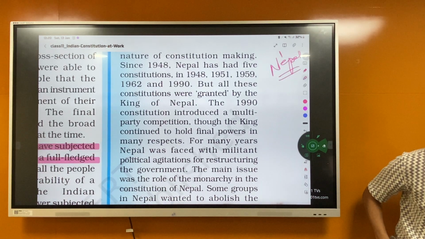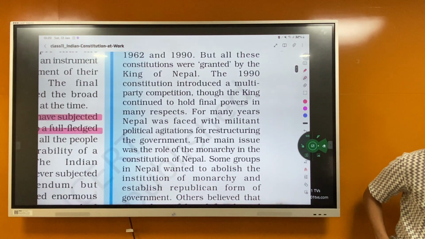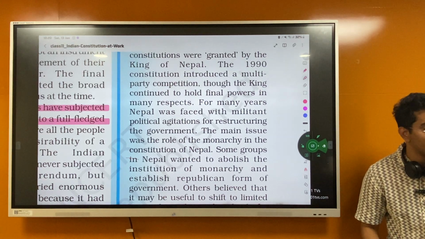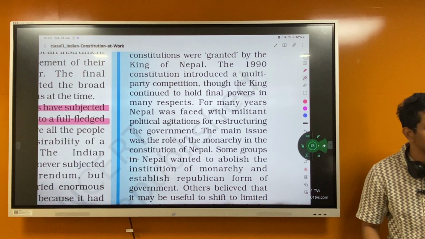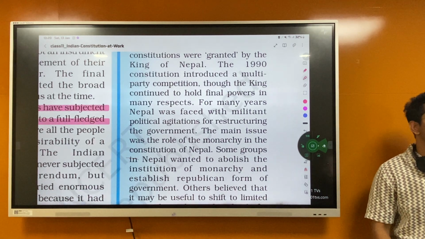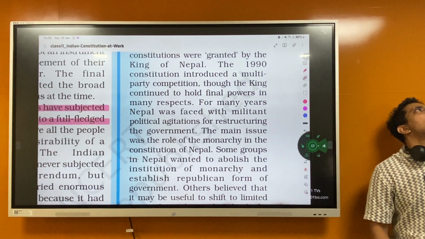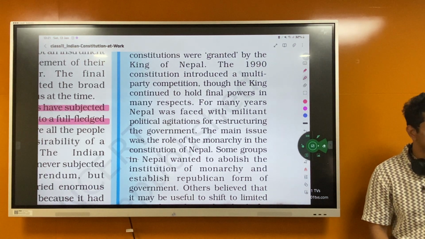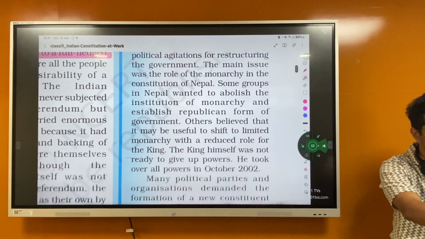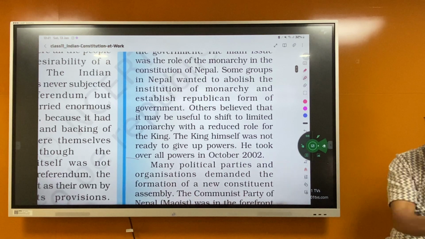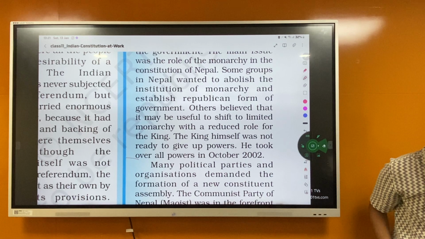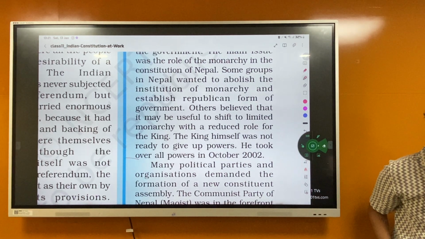The 1990 constitution introduced multi-party competition, though the king continued to hold final powers in many respects. For many years, Nepal was faced with militant political agitations for restructuring the government. The main issue was the role of the monarchy in the constitution of Nepal. Some groups in Nepal wanted to abolish the institution of monarchy and establish a republican form of government. Others believed that it may be useful to shift to a limited monarchy with a reduced role for the king. The king himself was not ready to give up.